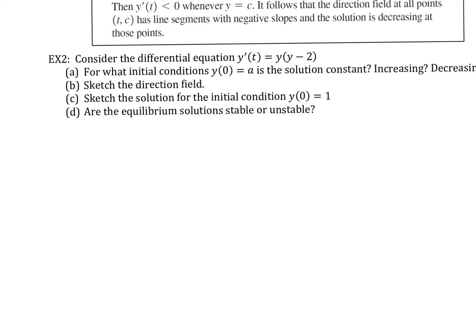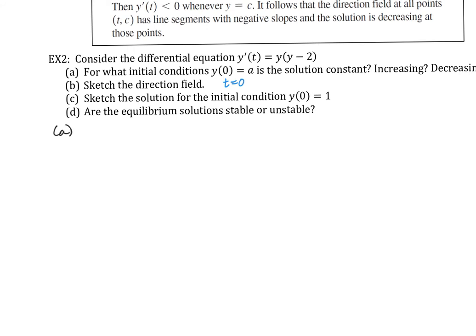Okay, so notice that in this particular part A, we're given that our t value is equal to 0. So it's saying when t is equal to 0, what y values are the solutions constant, increasing, or decreasing? Part B is to just sketch the direction field. And then in part C, sketch the solution for the initial condition y of 0 is equal to 1. Part D says, are the equilibrium solutions stable or unstable? Let's go to part A.